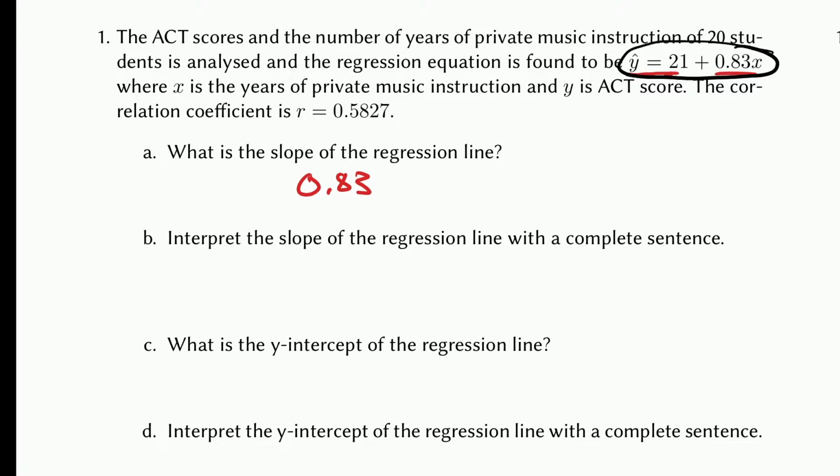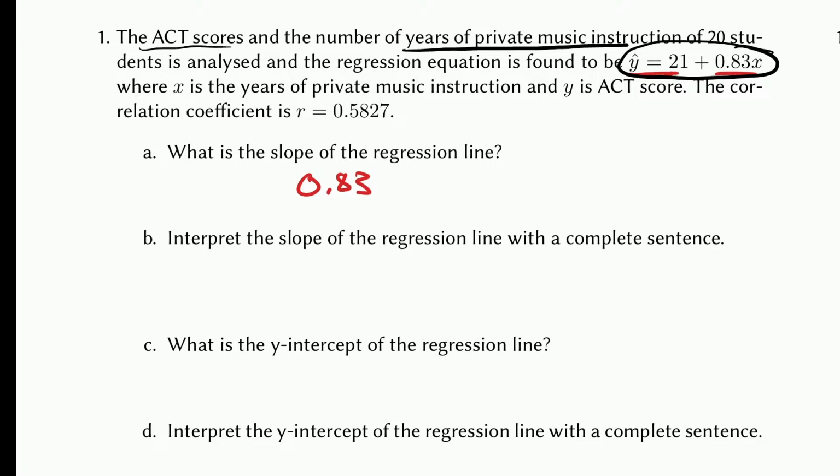So this line here represents the relationship between years of private music instruction and ACT scores. So what that means is that for every year of private music instruction that you receive, you should expect your ACT score to go up about 0.83 points. So not a whole bunch, but every year counts, right?